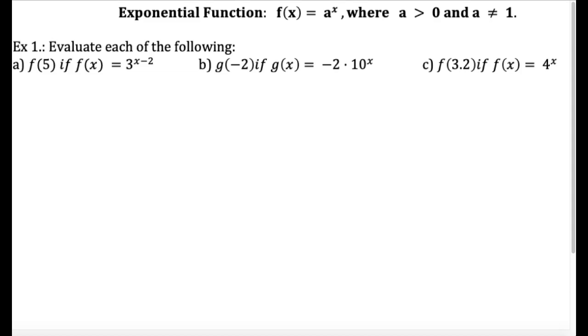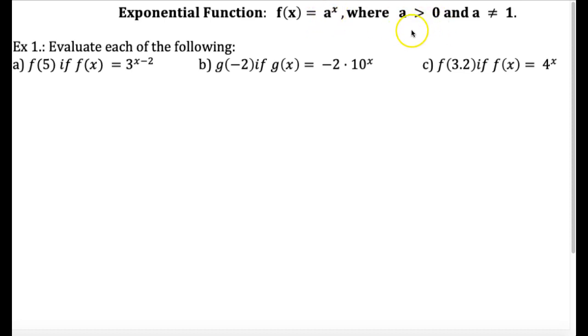All right, let's take a look at section 4.1 here. 4.1 is all about exponential functions. So an exponential function is anything where our variable is in the exponent. Right? Now, it is important when we're talking about an exponential function that we say the base, and whatever number is being raised to a power is called the base.